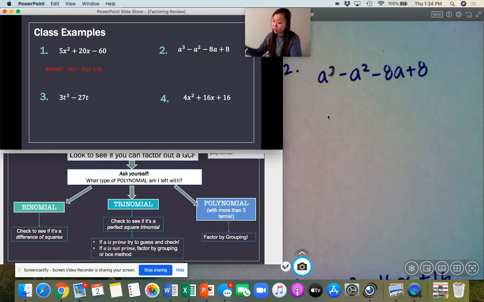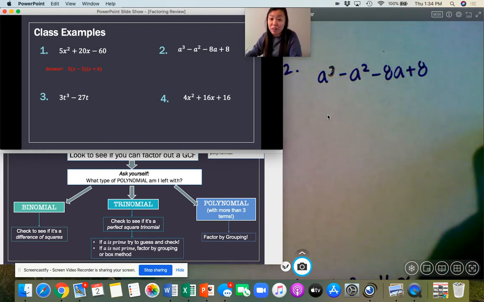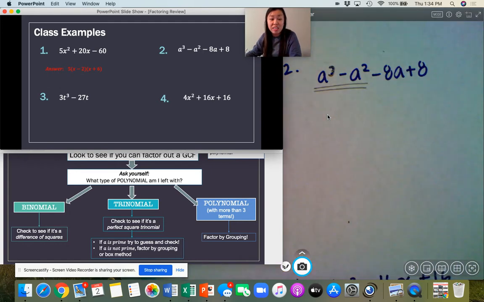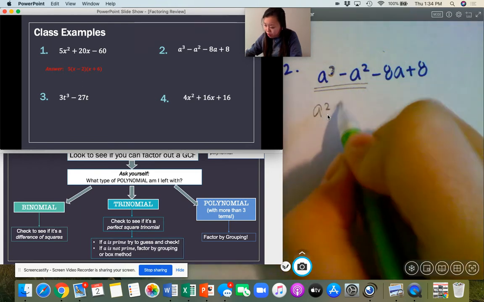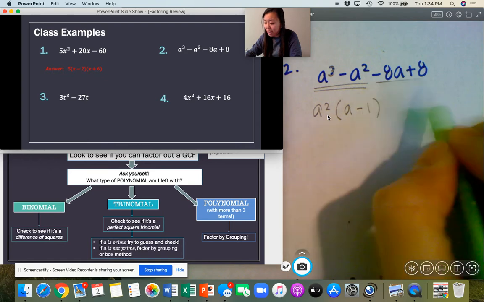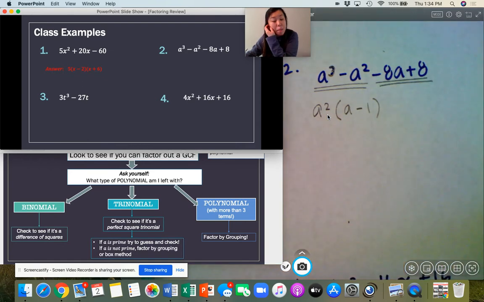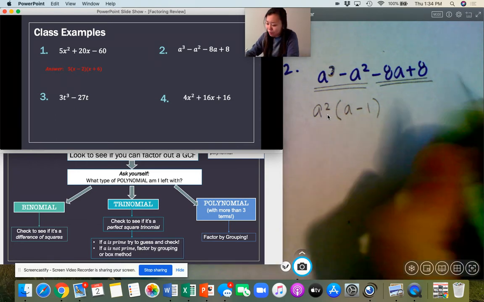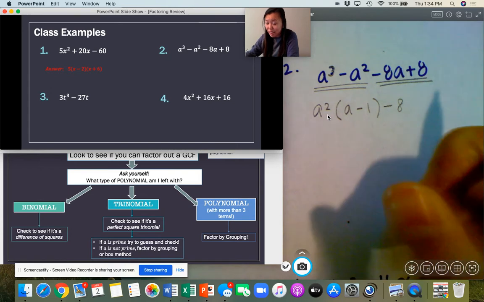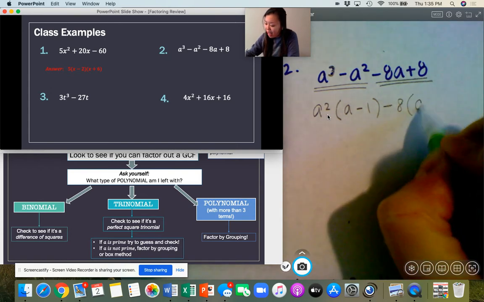So I'm going to take a look here and I'm going to factor by grouping. I look at my first 2 terms here and I ask myself, what is the greatest common factor of the first 2 terms? A squared. I'm left with a minus 1. I look at my next 2 terms, negative 8a plus 8, and I ask myself, what's my greatest common factor there? Negative 8, right? Since my first term is negative, pull out a negative, and I'm left with a minus 1.